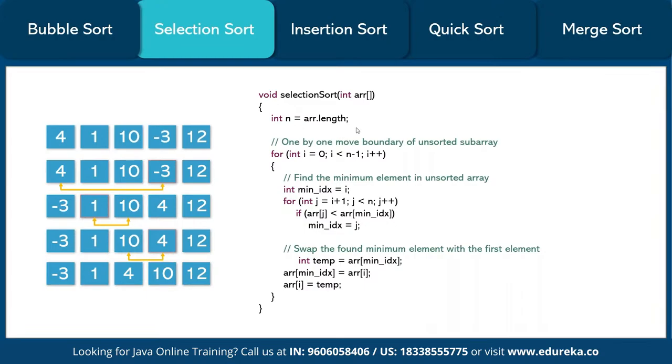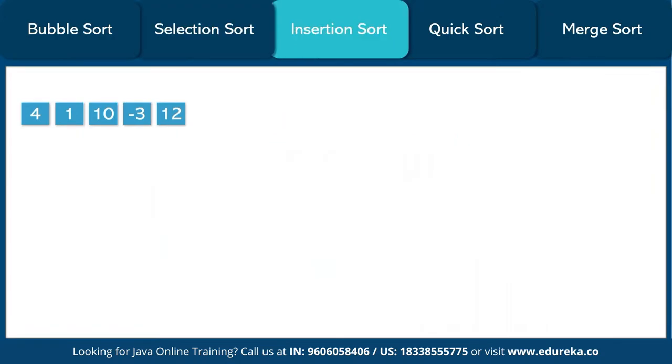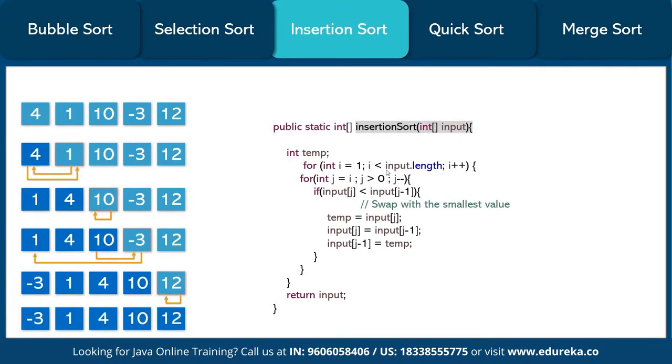That is how we are going to perform this selection sorting. Next, we have the insertion sort. If I want to show you this insertion sort, the code for it goes like this. When I talk about insertion sort, it's a sorting algorithm which works similar to the way that we sort whenever we are playing cards in our hands.